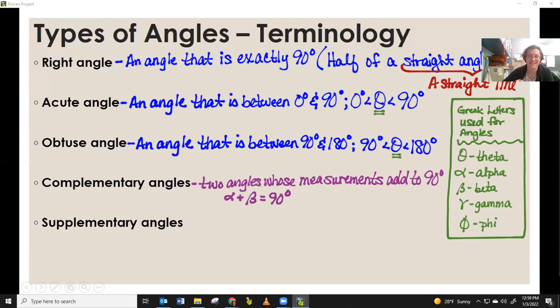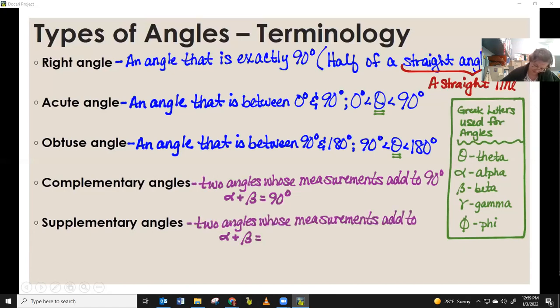All right, so if that is what complementary angles are, what is supplementary? Same exact thing, except for 180, absolutely correct. So two angles whose measures add to 180 degrees, or alpha plus beta equals 180. Fantastic.